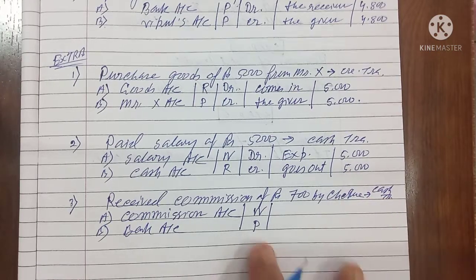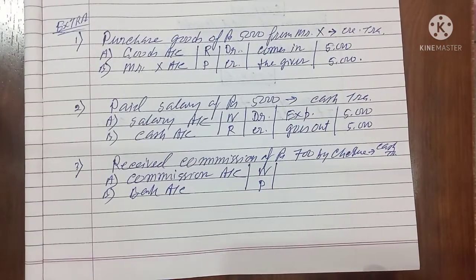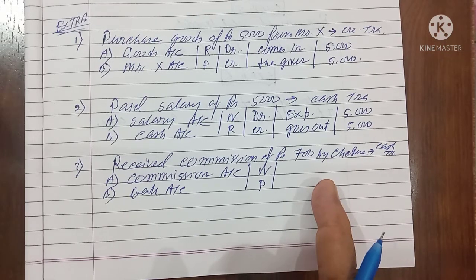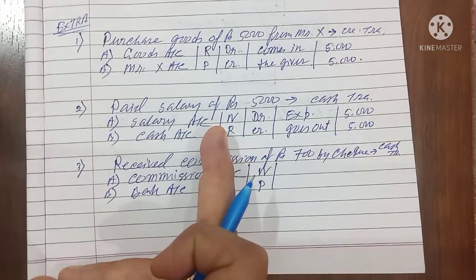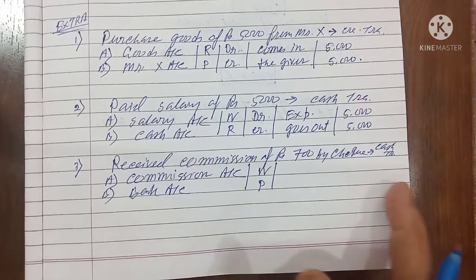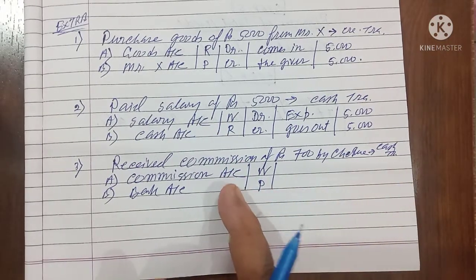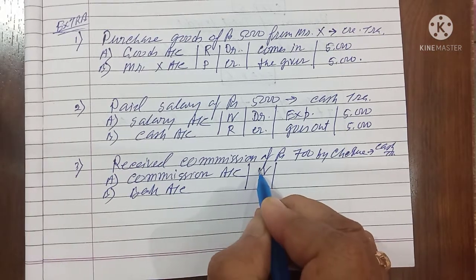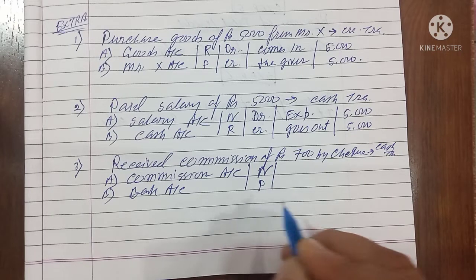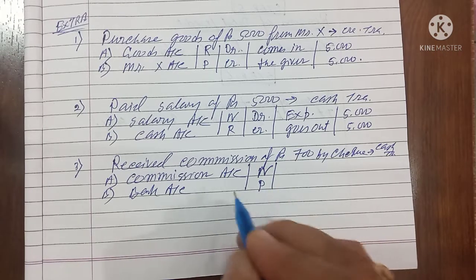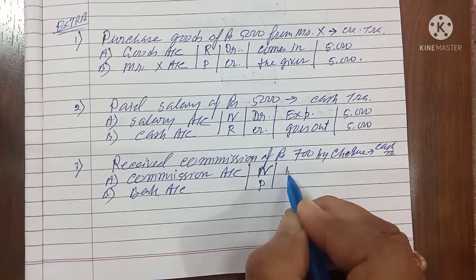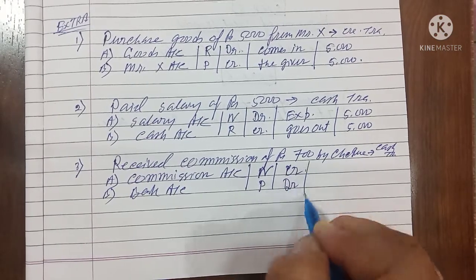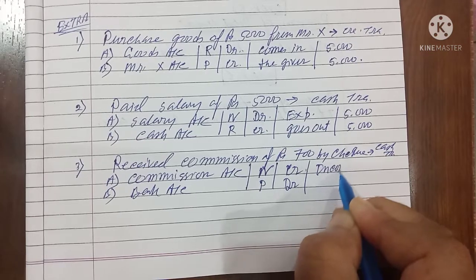Next is coming: received commission of rupees 700 by check. Again, by check means it affects the bank balance, the bank account, not the cash box. It is not a cash transaction. One is the commission account, another is the bank account. Commission account is nominal, is it not, and bank account is personal. Received commission is credit and the bank is debit. Why? Because this is income.